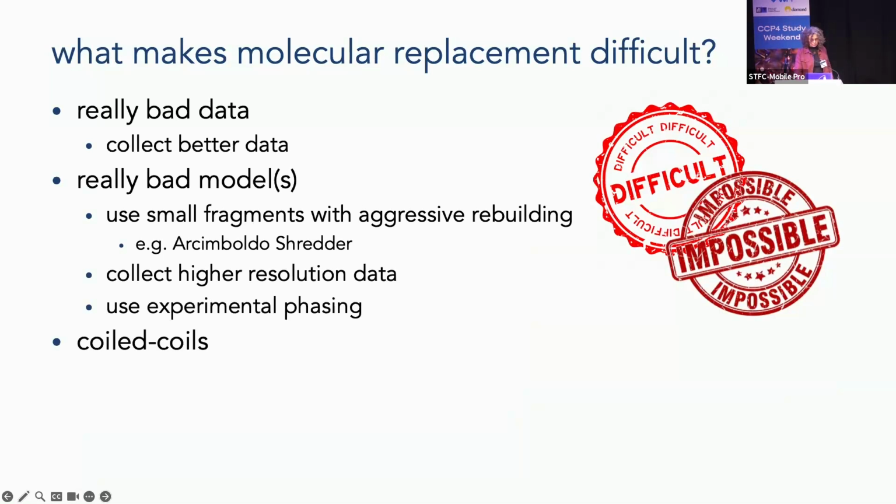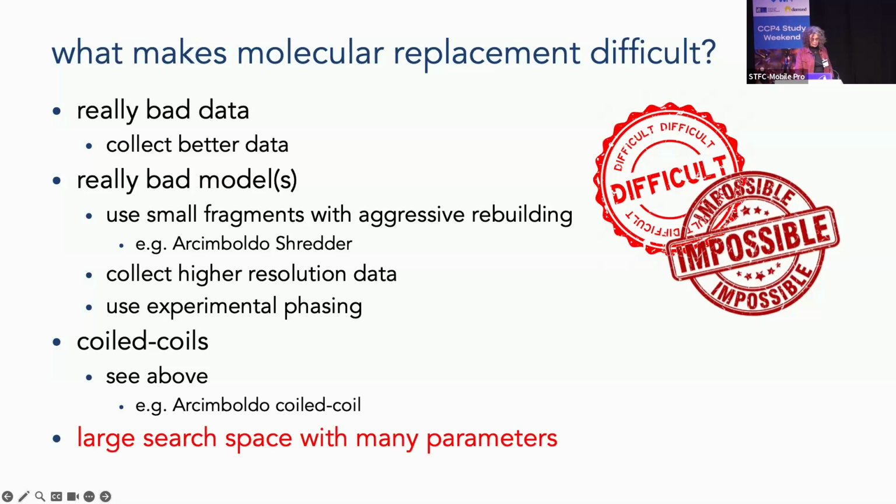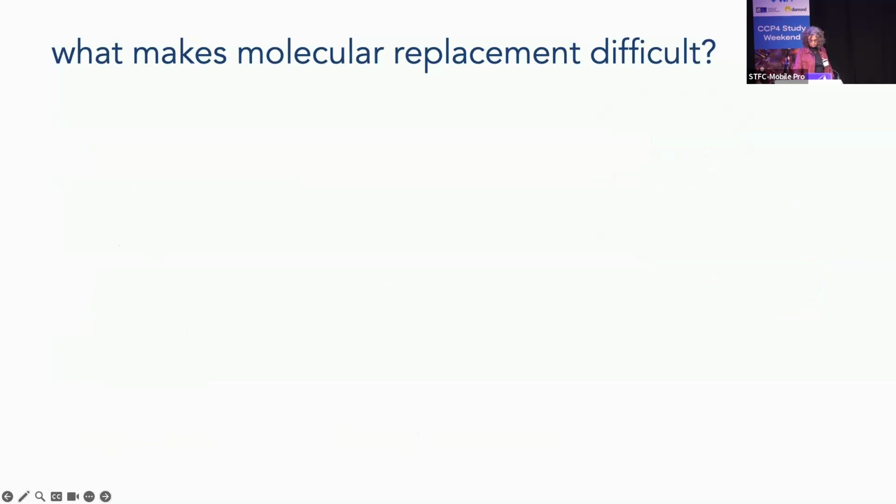Coiled coils are a particularly difficult case, a different category of problem, because they're very long and extended structures. See above, you can use the small fragments and better data and experimental phasing for those. But there are also specialized tools developed specifically for use with coiled coils. And then finally, we've got the large search space with many, many parameters, which also feeds back into these other problems of having bad models and so on. But this is the category that I'm basically addressing in this talk.